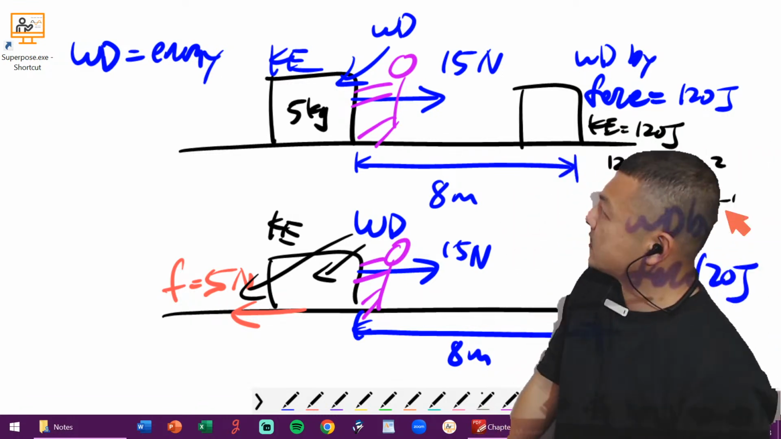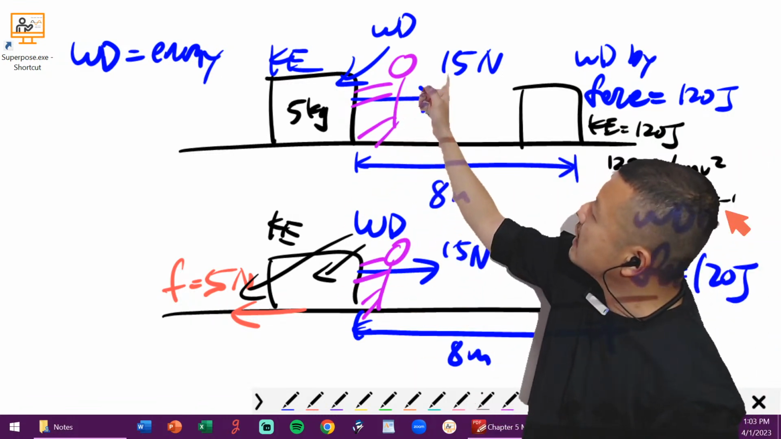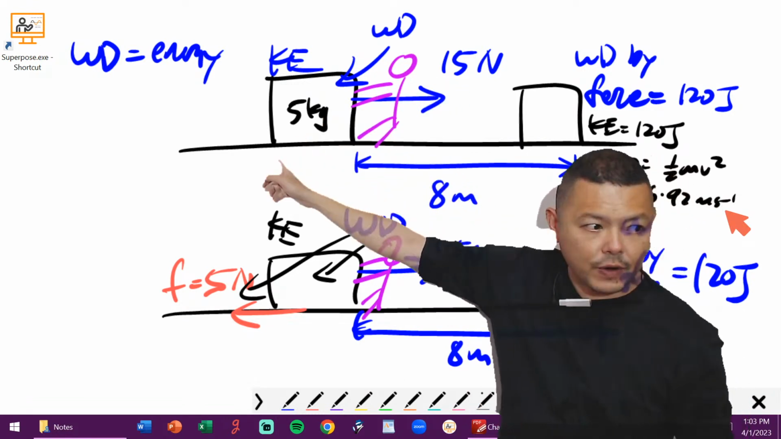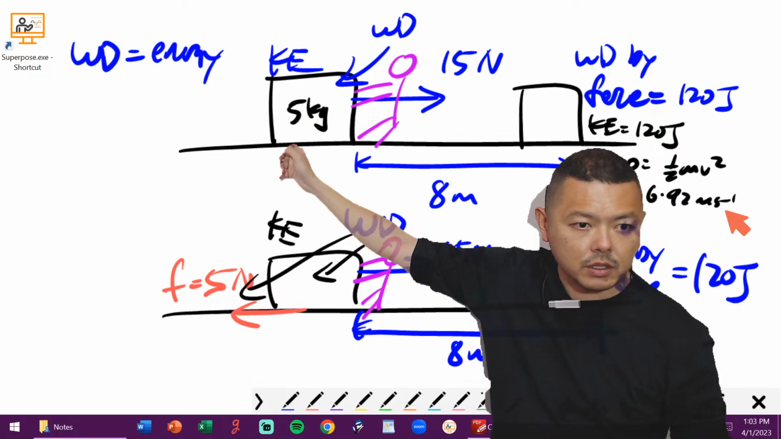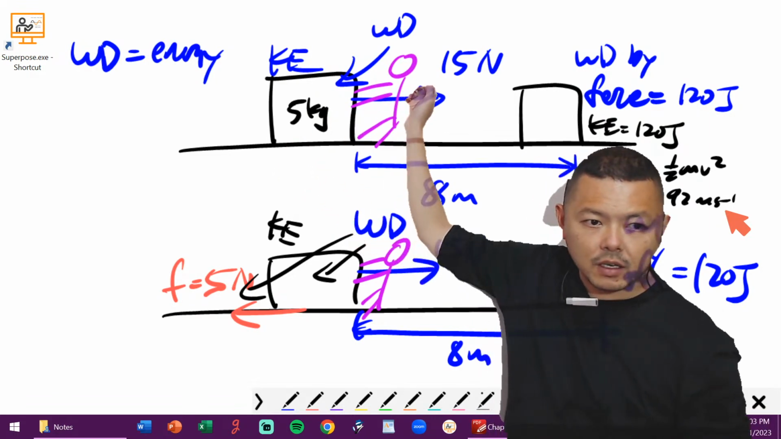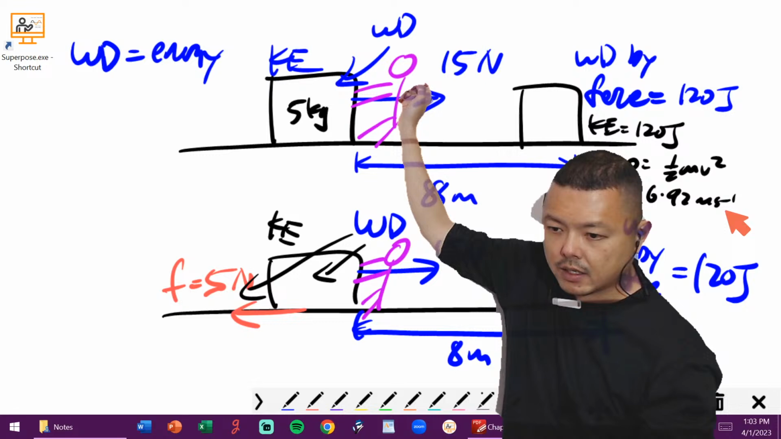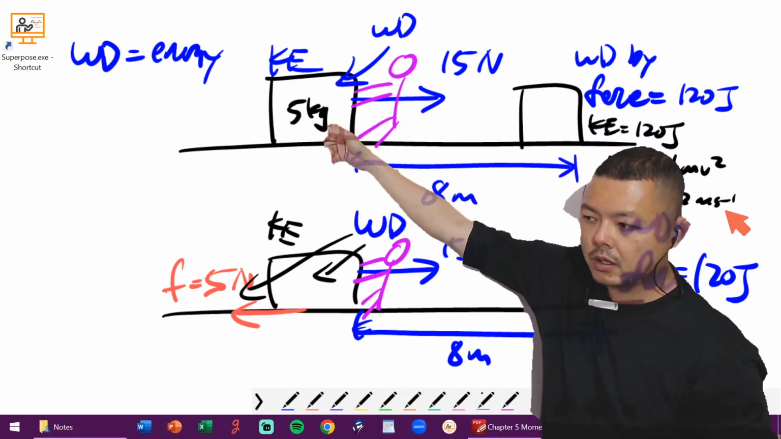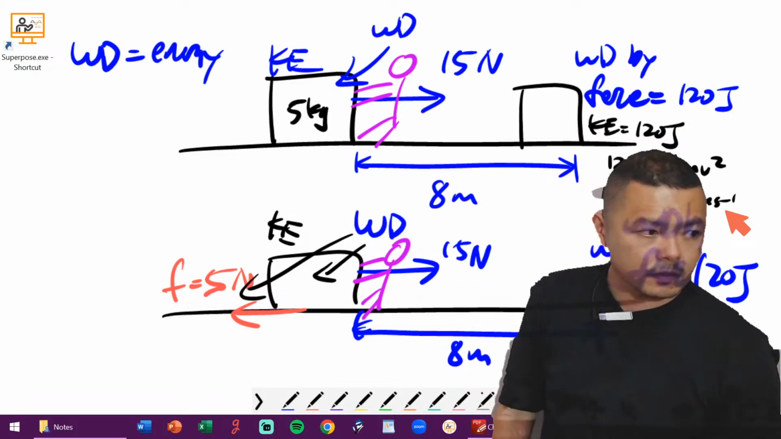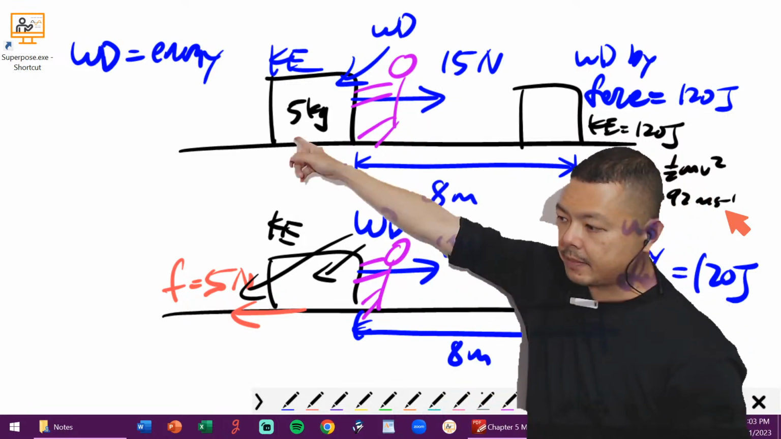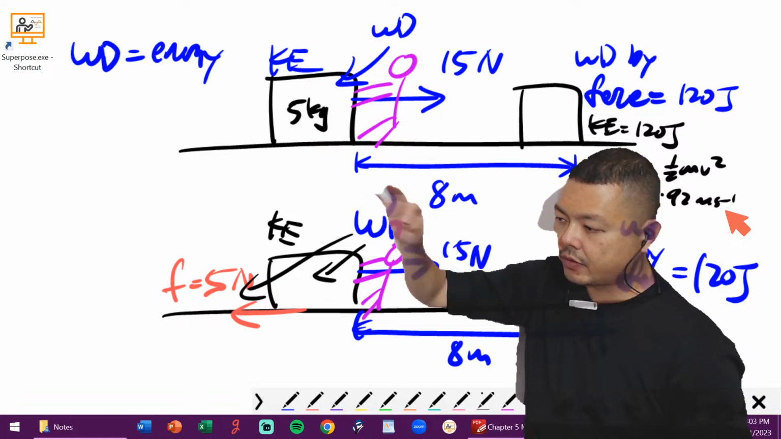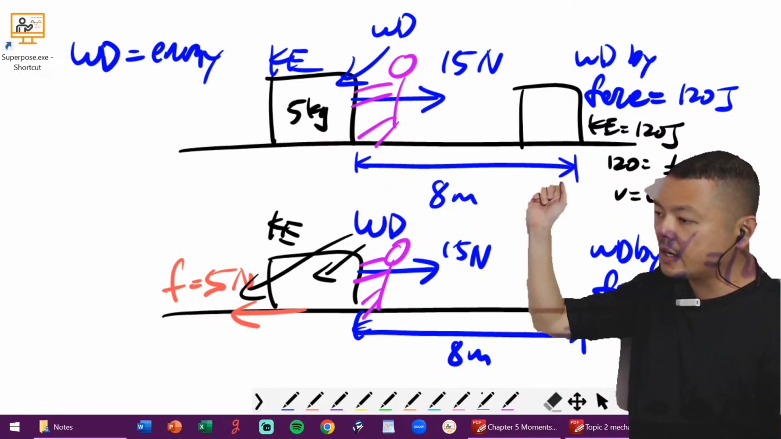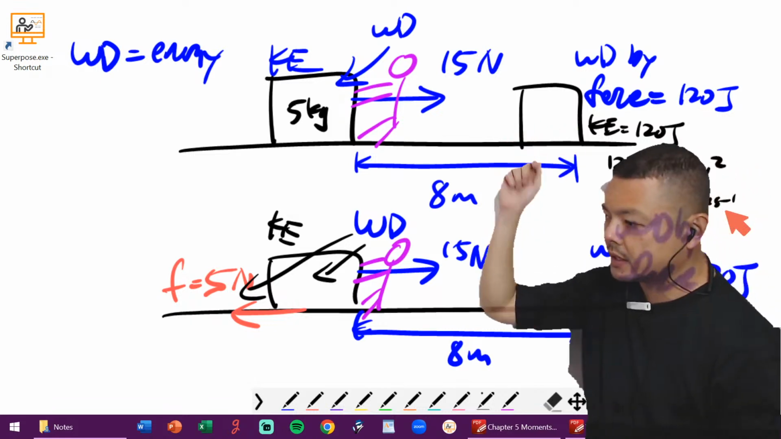You'll be using the force method. So if this is the pulling force acting on a box, 15 newtons, and there's no friction, what's the resultant force on this box? It's 15, right? So if there's resultant force, how much is the acceleration of this box? 3. 15 divided by 5 kg, right? 3 meters per second squared for 8 meters. Think of an equation to give me the final speed of the box here.